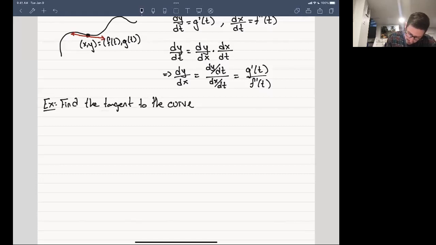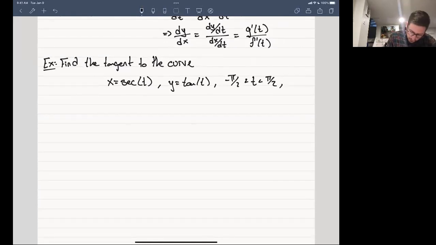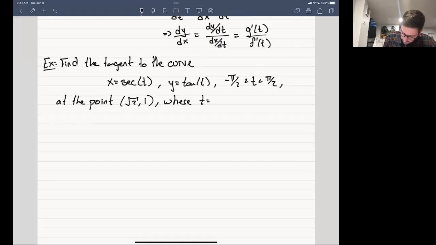And our parametric curve is x equals secant of t, and y equals the tangent of t, where minus pi over 2 is less than or equal to t. It has to be strictly less than because of the domain of secant, just in case you're wondering why I don't have less than or equals there. And we're going to do this at the point square root of 2, 1, where t is equal to pi over 4.